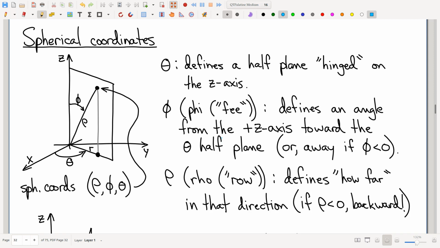Okay, all right, so what is spherical coordinates? It's a set of 3 coordinates we use to describe location, just like any other coordinate system. Here's how it works.